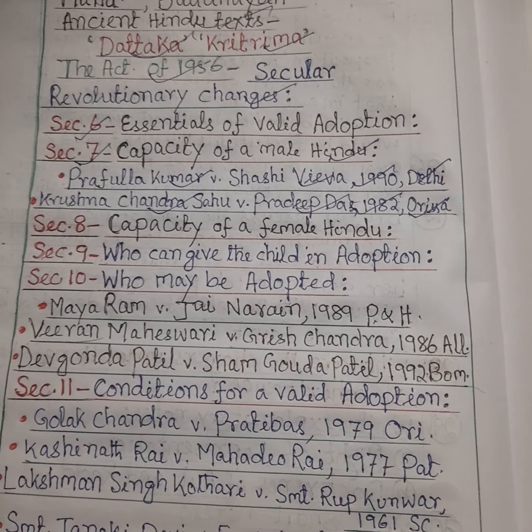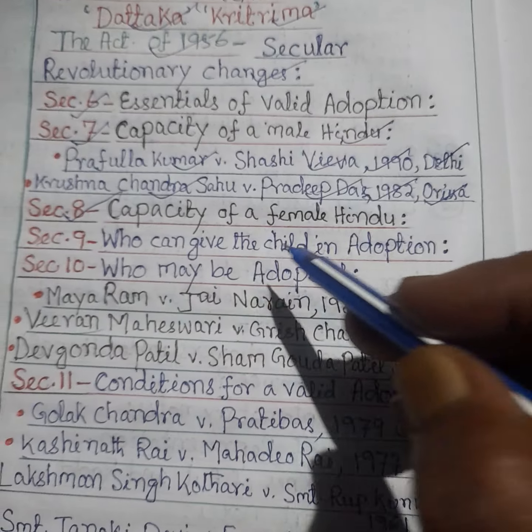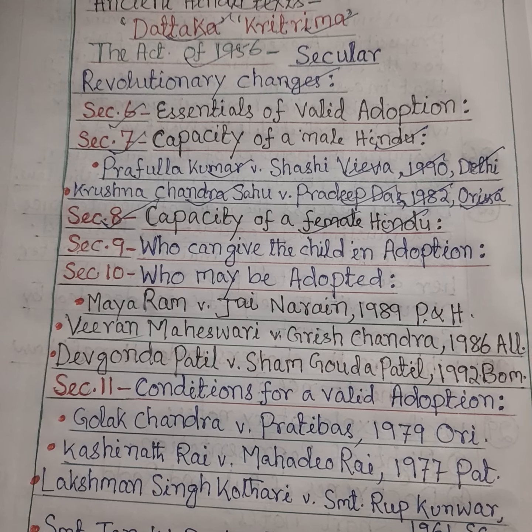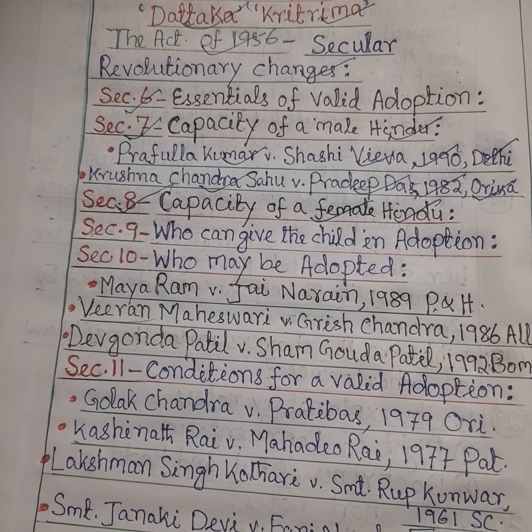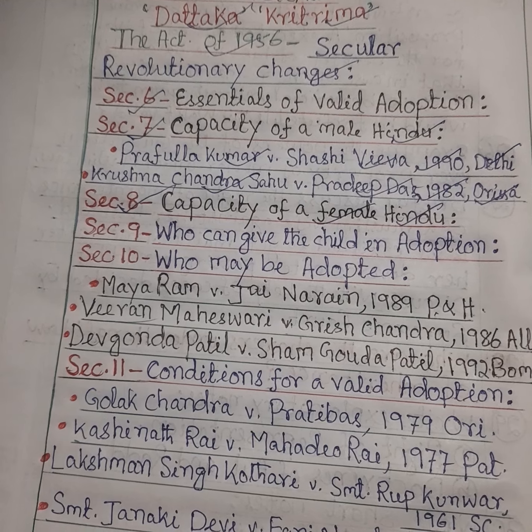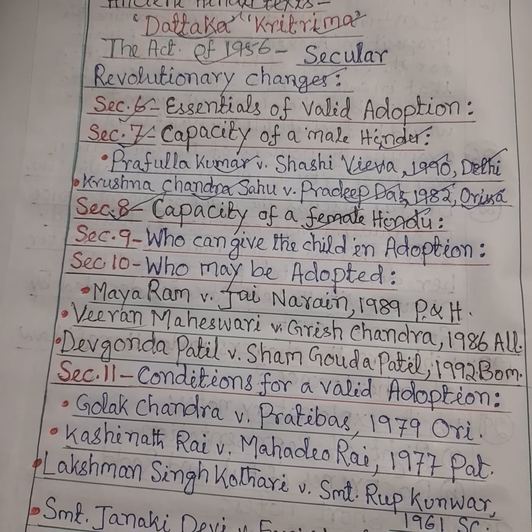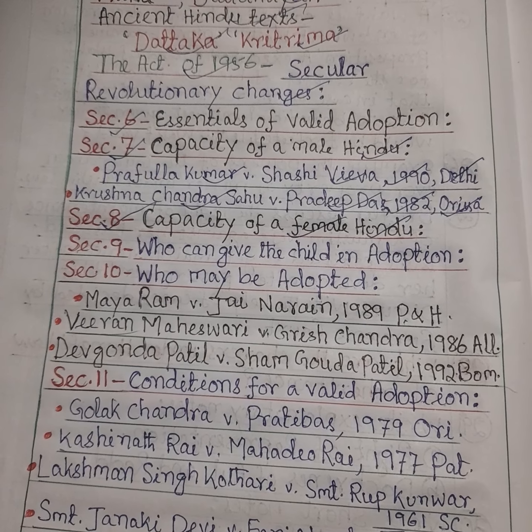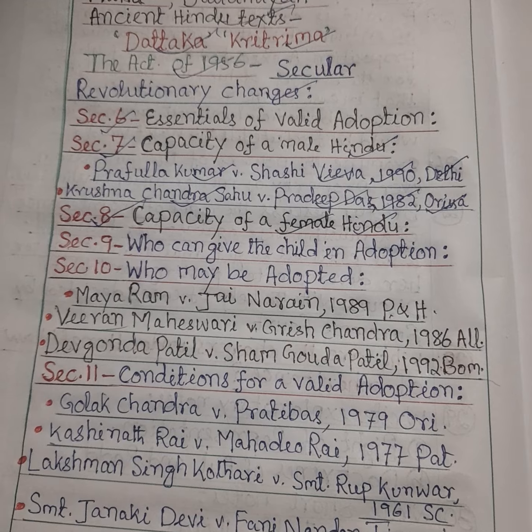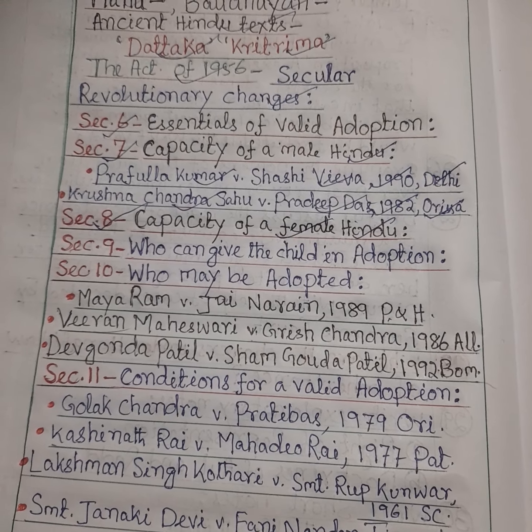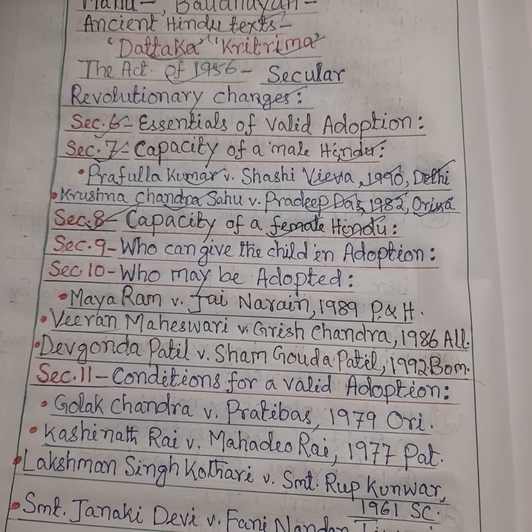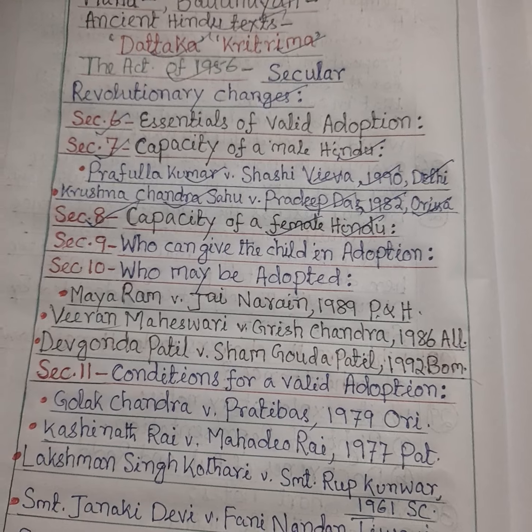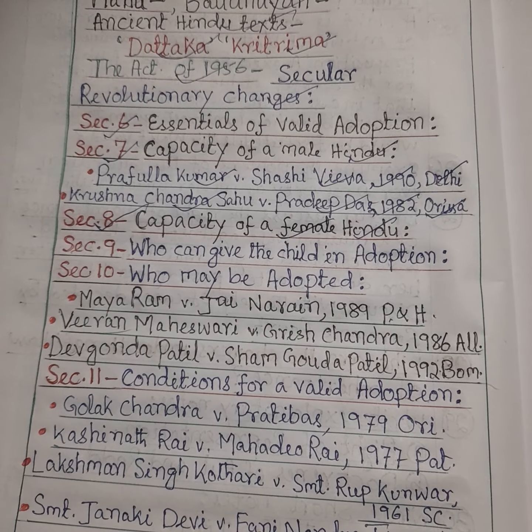And now we'll go to Section 8, regarding the capacity of a female Hindu regarding adoption. The provision of Section 8 provides that she should be of sound mind, not a minor, not married, or the marriage has been dissolved, or the husband is dead, or the husband has renounced the world, or the husband has become a convert, or the husband has been declared of unsound mind. So, adoption under a void marriage would be declared null and void.